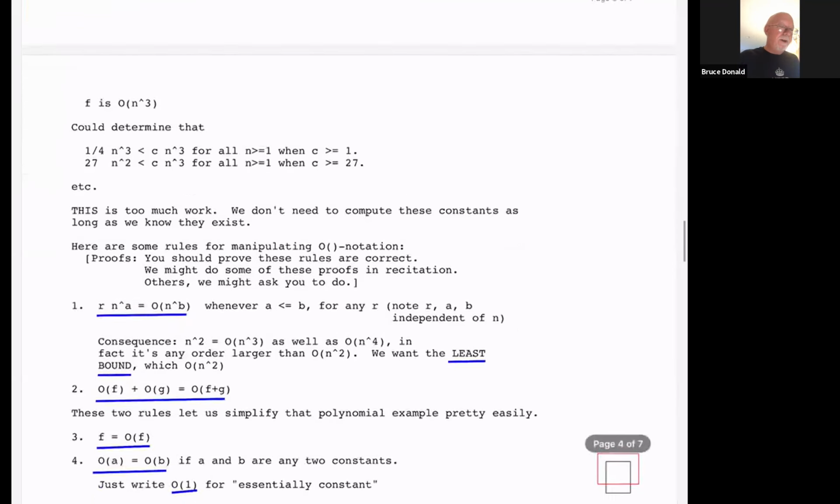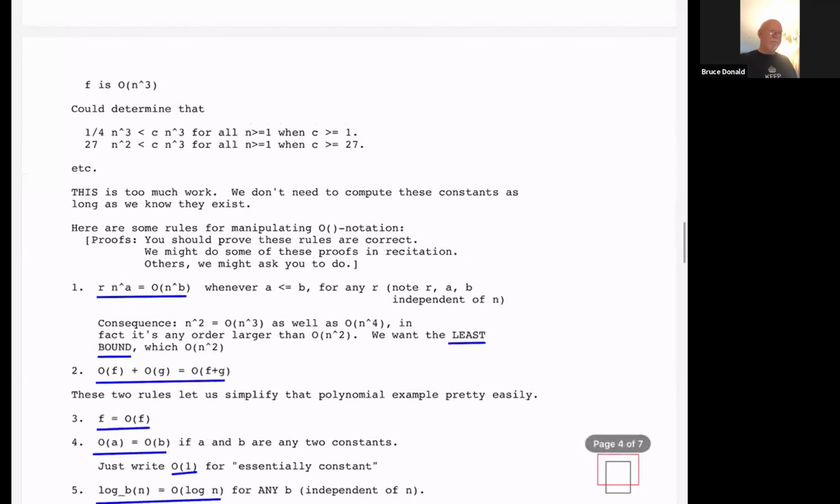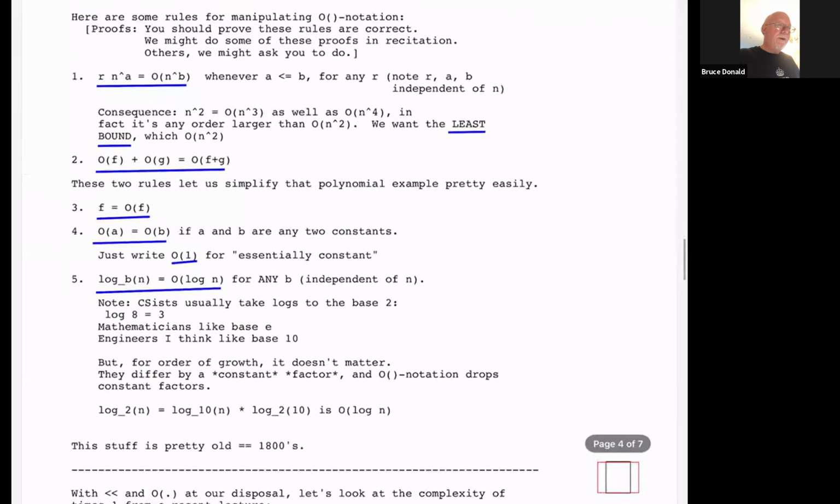So we want some rules, prove them once, and then use them in other places. So here are some rules for manipulating order notation. You should try to prove all these. We'll do a few in recitation probably, and then use them. But I'll state them, and then I want to use them a little bit. And I'll prove one of them at the end if we have time, the one involving logs. So here are some rules for simplifying these things.